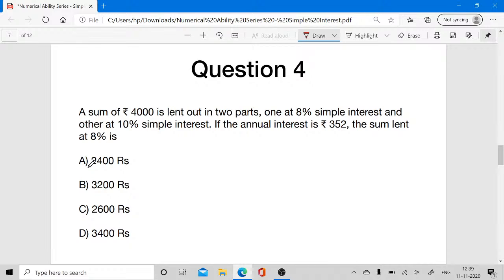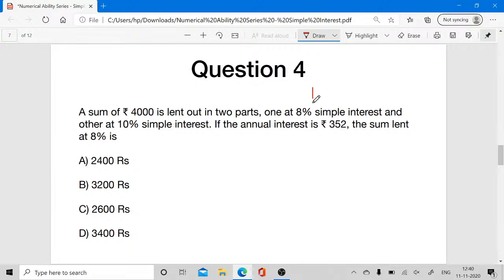A sum of rupees 4,000 is lent out in two parts, one at 8% simple interest and the other at 10% simple interest. If the annual interest is rupees 352, what is the sum which is lent at 8%?